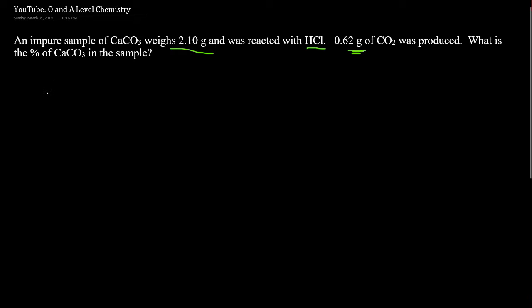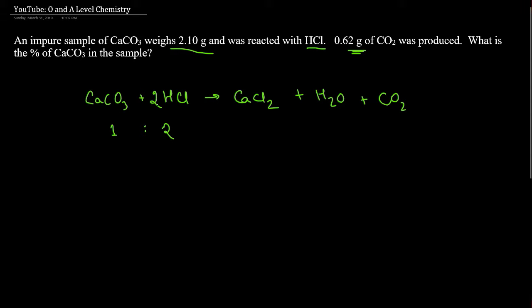So first we need to write down the equation. The equation is calcium carbonate reacts with HCl to produce a salt. In this case, the salt is going to be CaCl2, and as it's a neutralization reaction, it's going to produce water and CO2. CO2 because there's carbonate. So we need to balance this. To balance this, we need 2 moles of HCl. So the reaction ratio is 1 is to 2. So I need 2 moles of HCl to react with 1 mole of calcium carbonate sample.